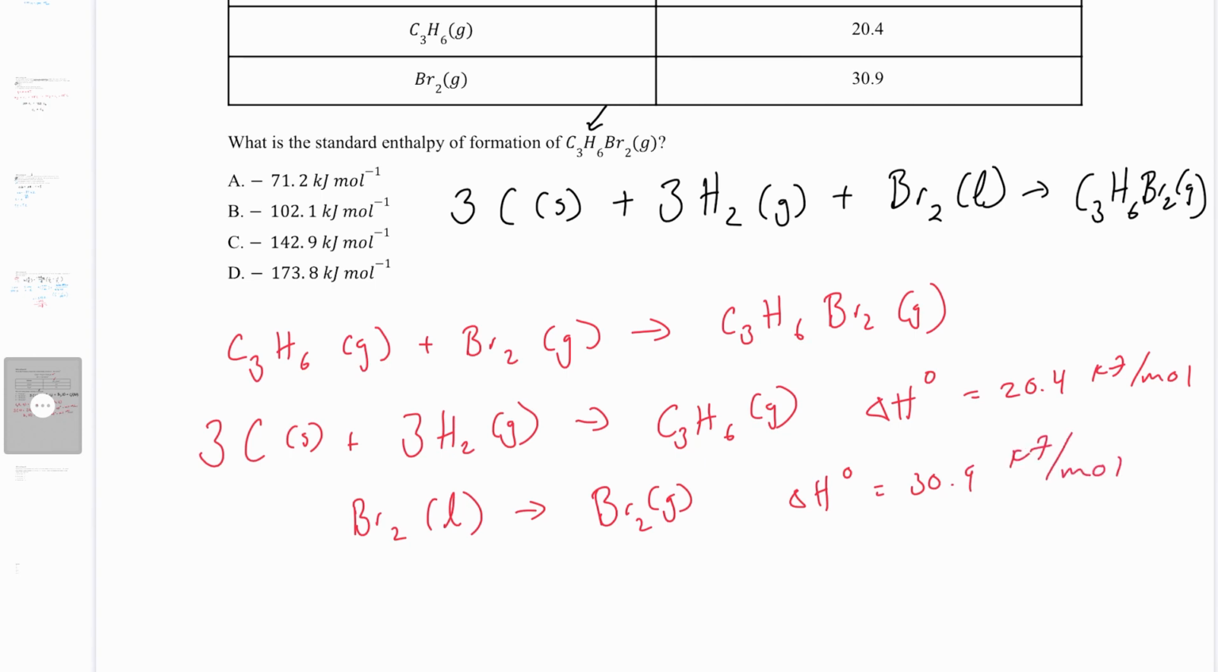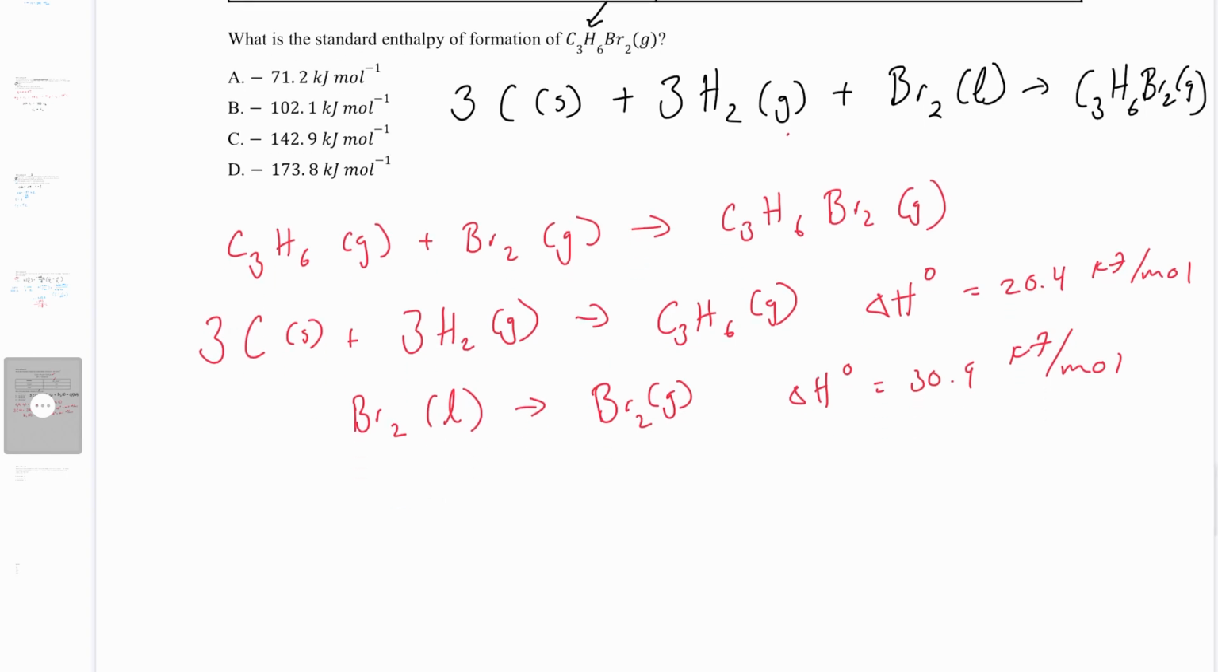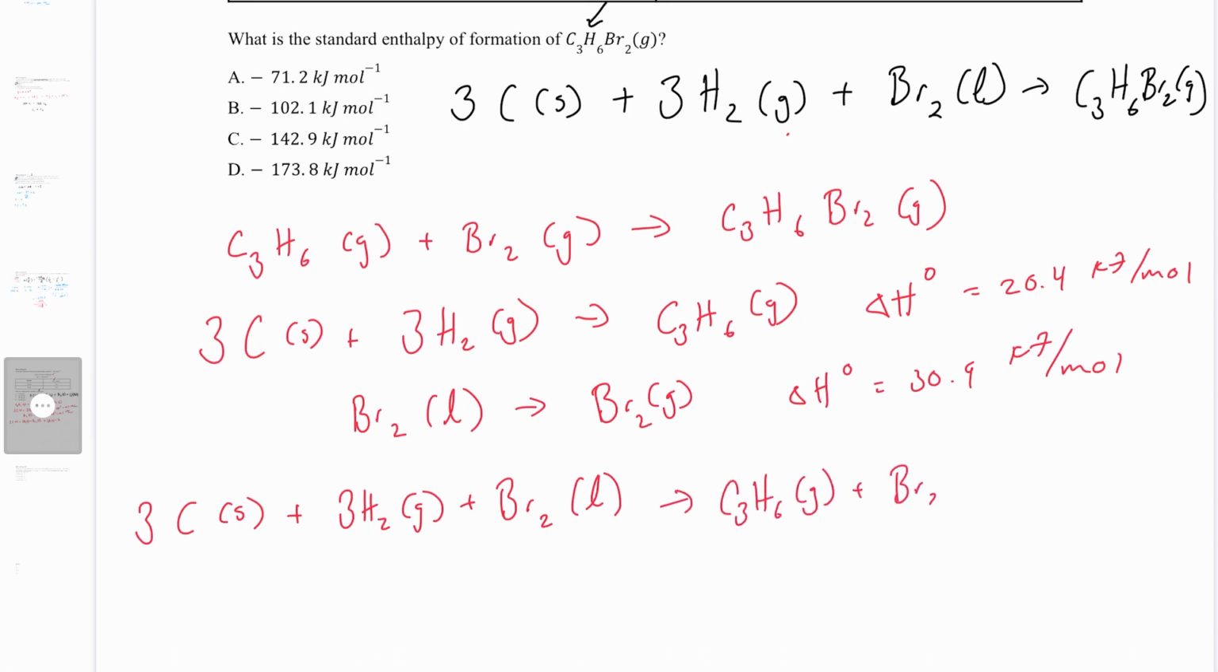All right, essentially from here, the entire question is just an exercise of Hess's law. If you add up the bottom two reactions here, you'll end up getting the reactant side of your final reaction. So if we add them up, 3 carbon solids plus 3 H2 gas plus bromine liquid produces C3H6 gas plus Br2 gas. And Hess's law tells us that we can just add up the change in enthalpy. So this has a standard change in enthalpy of 51.3 kilojoules per mole.